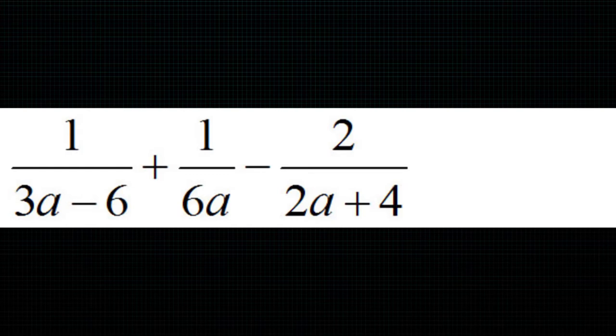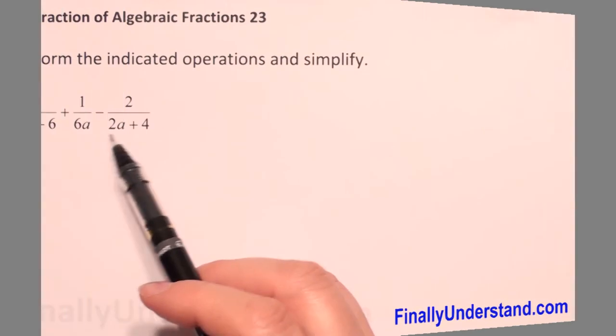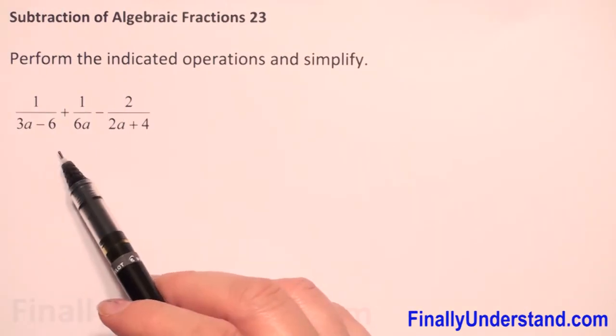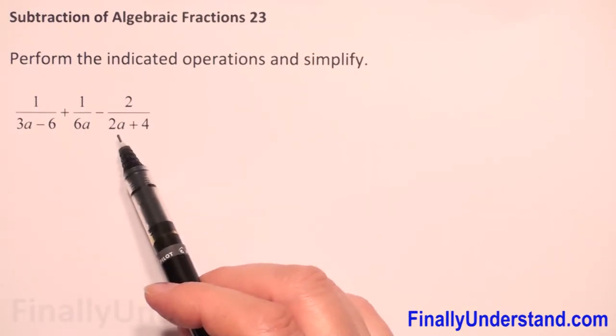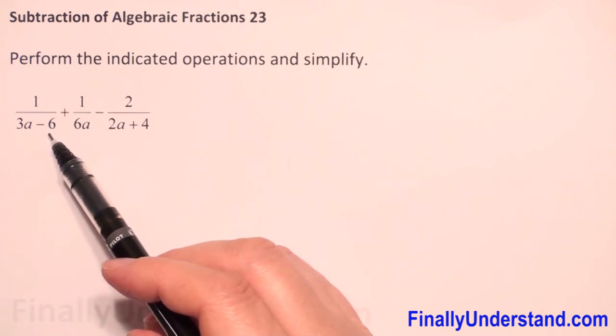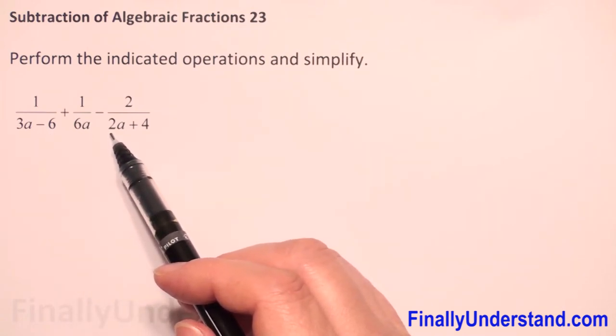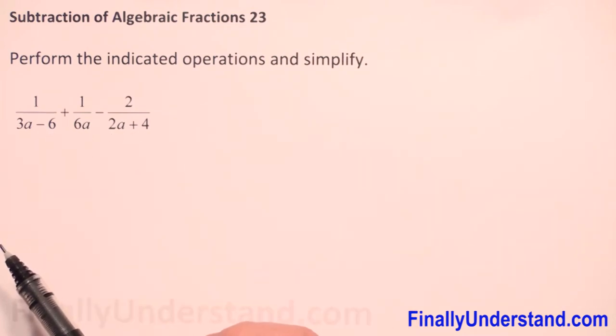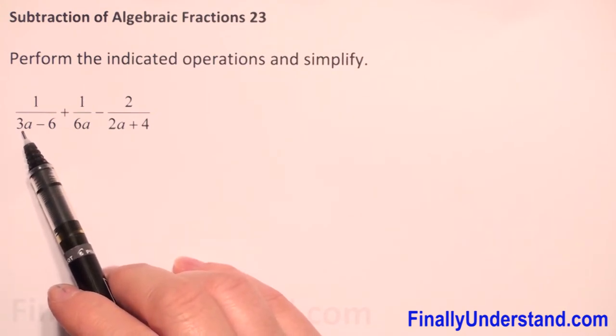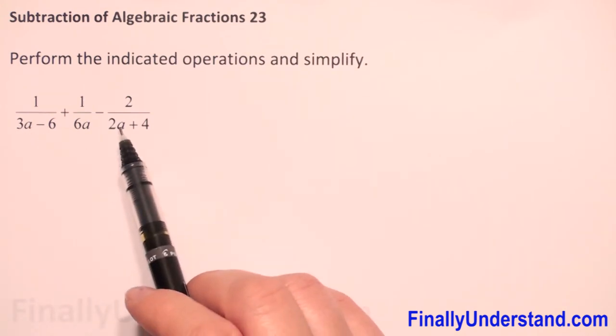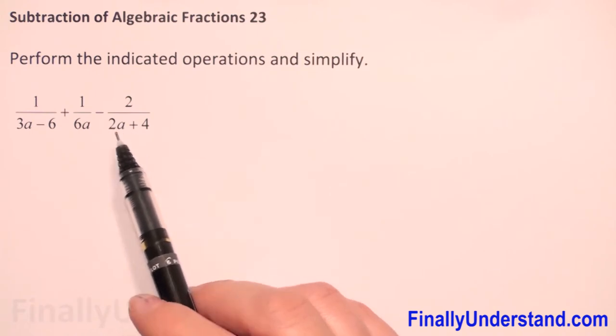We have here addition and subtraction of algebraic fractions. How do we do this? To do this, we need to have the same denominator. We have 3a minus 6, 6a, and 2a plus 4. First, what I can do here, I can factorize 3 from the first denominator. I can factorize 2 from the third denominator.